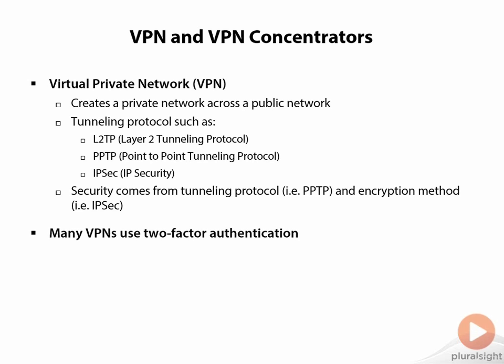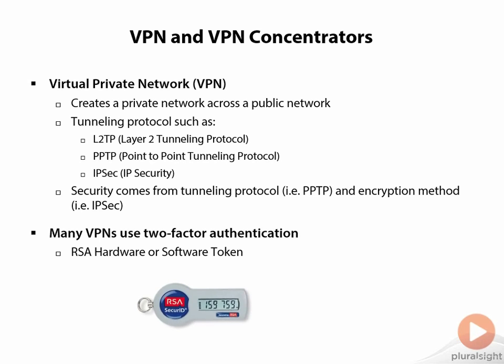All right, now many VPNs use something called two-factor authentication. RSA is a good example of that. They're one of the bigger vendors, recently acquired by EMC, and RSA can provide hardware or software tokens. You see a picture here of an RSA hardware token, and every 30 seconds, the number on that token or dongle will change, and it's in sync with the VPN concentrator, the VPN server rather, back at the corporate headquarters. There's an authentication mechanism that keeps both of these in sync. So every 30 seconds that number changes.